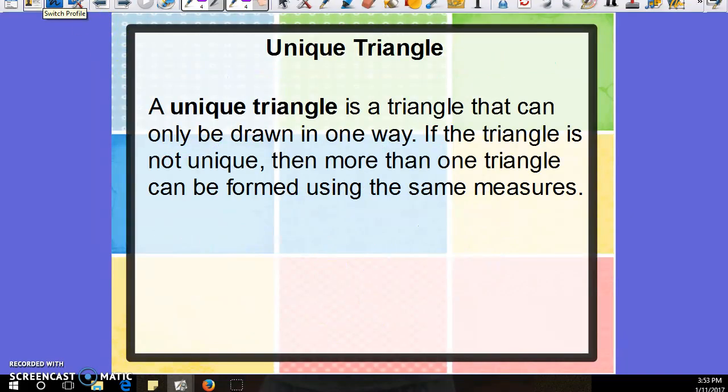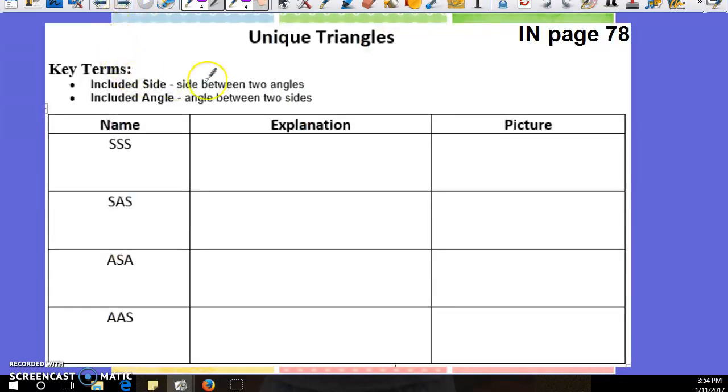Alright, a unique triangle is a triangle that can only be drawn in one way. If the triangle is not unique, then more than one triangle can be formed using the same measures. So there are ways that we know if it is unique or not. So if we're given certain measurements, we know that it can only form one. It's pretty much what it's saying. So you should have this foldable, and we're going to go through all of them.